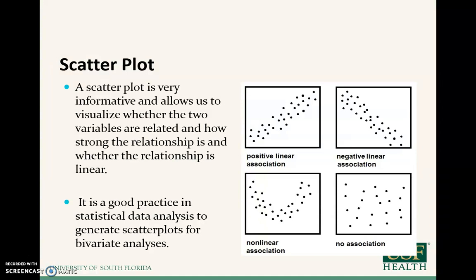We can immediately see some relationships. On the right-hand side, we see four scatter plots. The upper left one shows positive linear association. The upper right one shows negative linear association. The lower left shows nonlinear association. And the lower right one shows no association, so basically it's a random pattern. It is good practice in statistical data analysis to generate scatter plots for bivariate analysis.